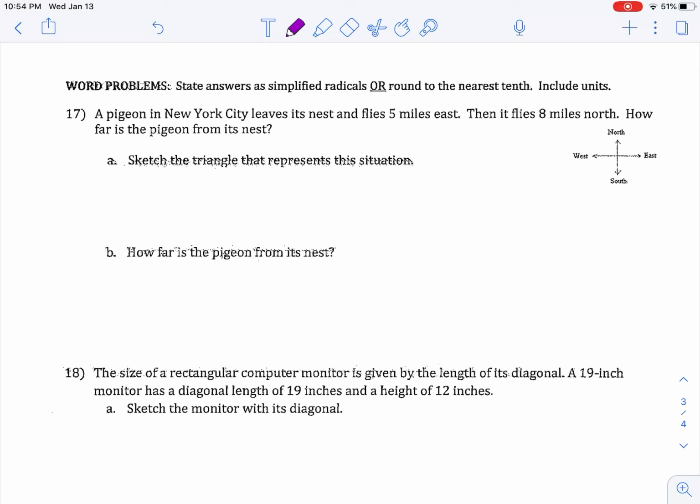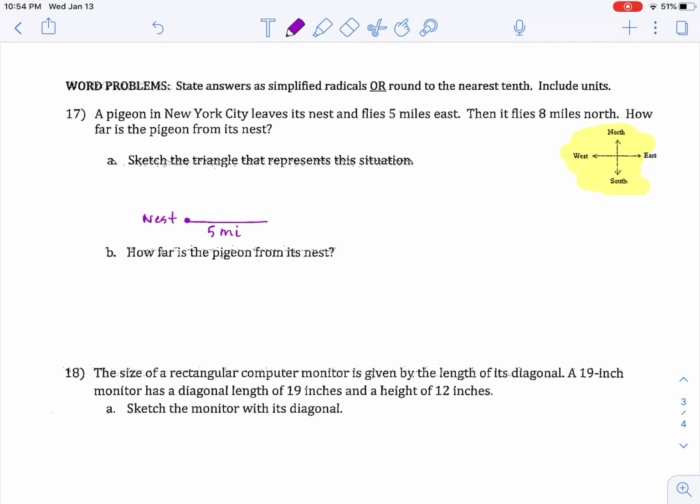It says a pigeon leaves its nest and flies east. If we look at the compass rose over here on the side, you can see east is pointing over there to the right. And so this pigeon is going to head right when he first starts. So think about that. His nest is somewhere, right? We'll give it a little dot. And he's heading east. He's heading this way. And they said he flew for 5 miles when he headed east.